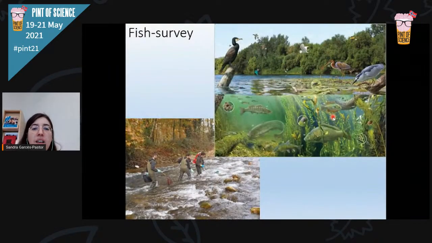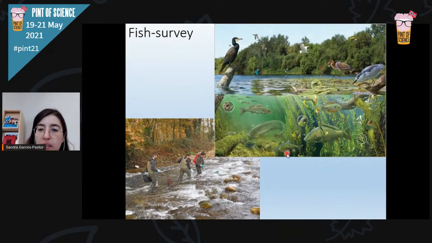So here you have the first example, and up there you can see a typical freshwater ecosystem. So you have plenty of plants, animals, and some of those animals are aquatic, so we have a lot of fish. So when people want to study fish, they do fish surveys, and they might recover part of the fish that you can see here.